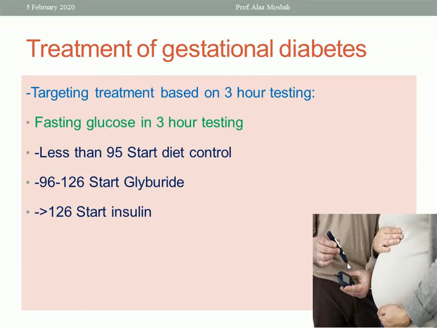Targeting treatment based on fasting glucose in the 3-hour testing: if less than 95, start diet control. If between 96 and 126, start glyburide. If more than 126, start insulin therapy.